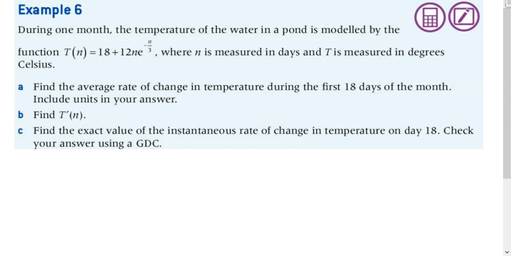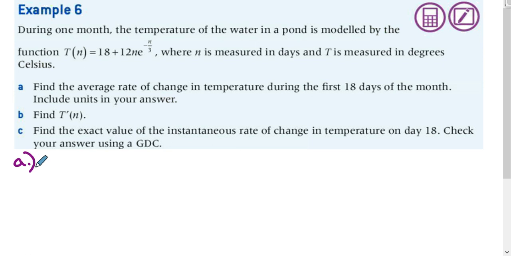Okay, next application. Looking at temperature for this one. During 1 month, the temperature of the water in a pond is modeled by the function T of n equals, where n is measured in days and capital T is measured in degrees Celsius. So A, find the average rate of change during the first 18 days of the month.